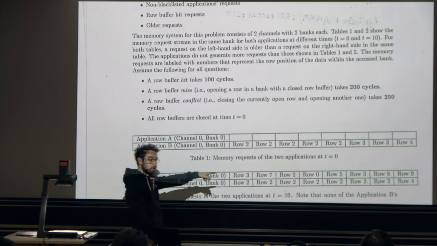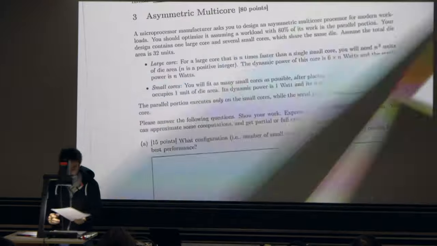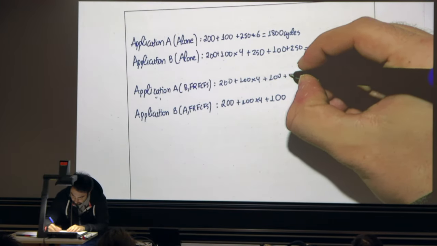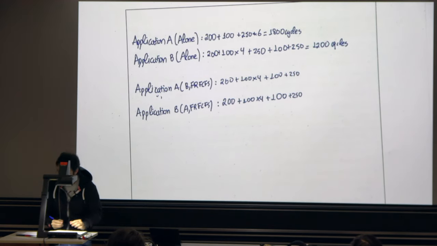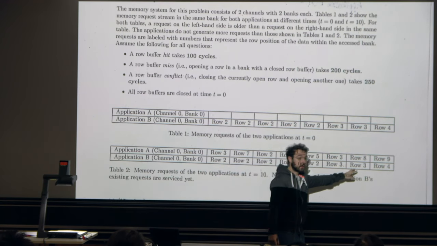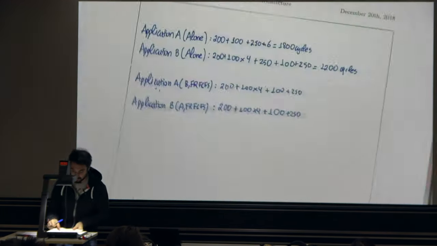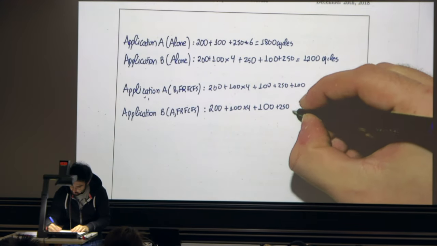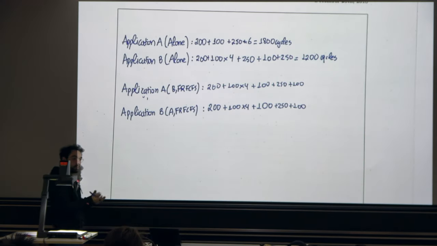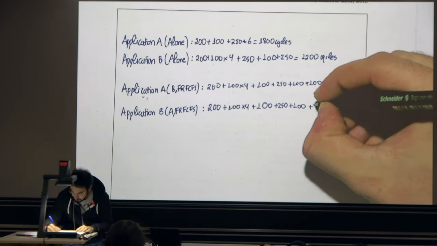Then, as we see here, we need to open row 3, right? Because application B is older, so we need to open row 3. And we don't have any other ready request. So we need to pay a latency of 250. Okay. Then we need to service a request from application B, right? Because we have row 3 here and two row 3s in application A, but this is older. So we need to pay 100 cycles more. And then we need to service the two requests from application A, which are in the same row, row 3. So 100 multiplied by 2, this is application A.